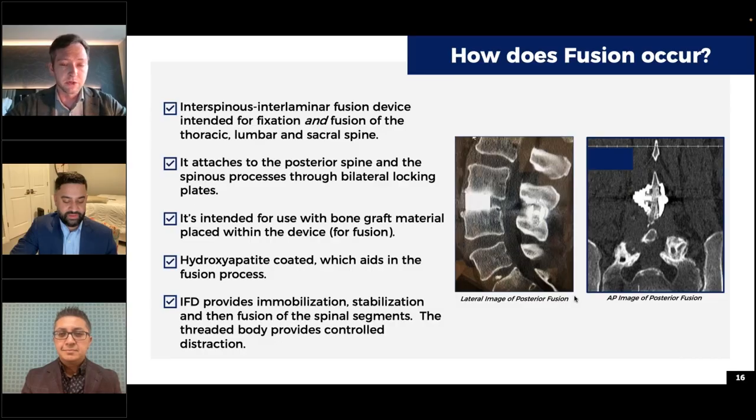And some very good research has shown that the fusion rate of this device is in the neighborhood of 93% or so. And so when these patients are well selected with the imaging and clinical criteria, they can do quite well. Thanks, Dr. Fleming, an excellent review of imaging.